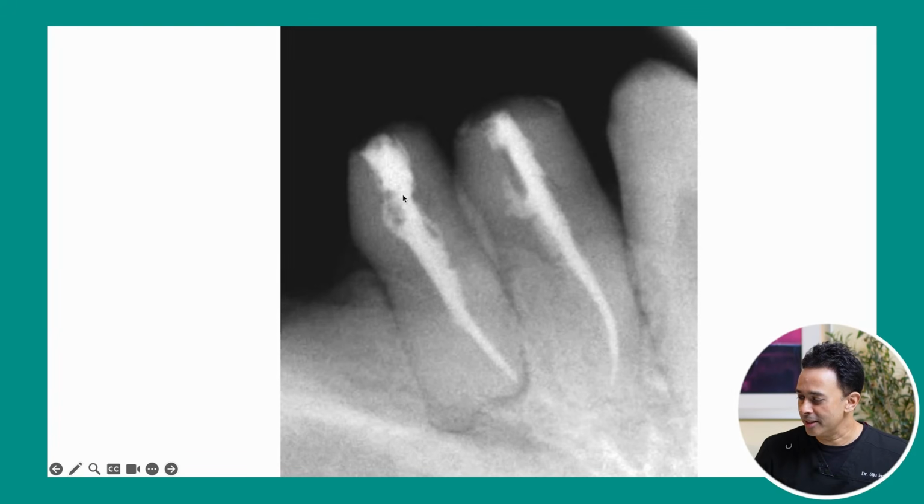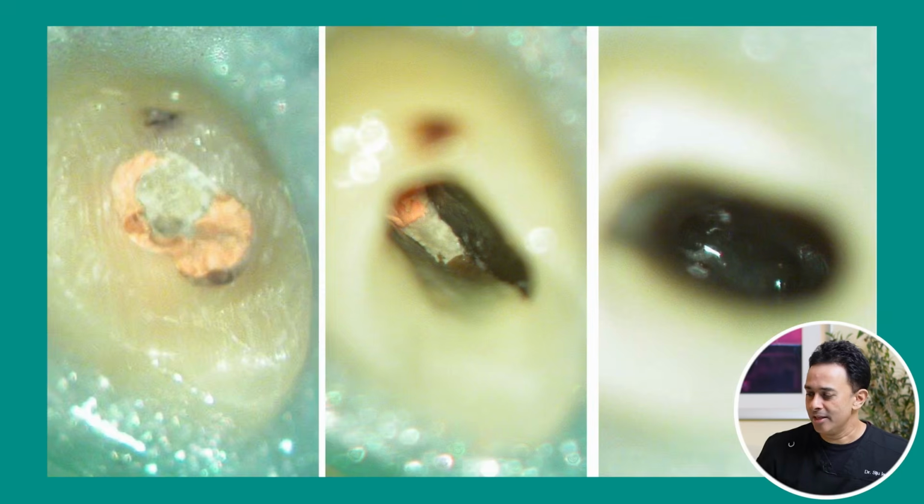Now you can see here, the clinician has located one canal, but when you look at the radiograph, you can clearly see that there is a missed root and a canal, or maybe even more in this particular case. So what we did was we went back and opened up both these teeth.